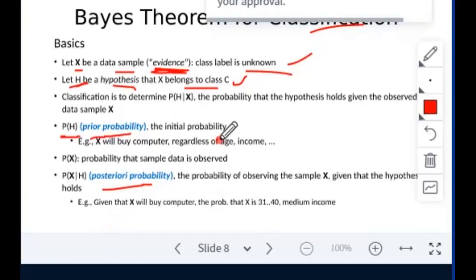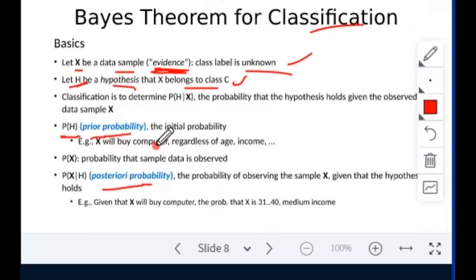Next, it is given here that X will buy a computer regardless of age, income and so on. That means X is the class label, so it has two values: buy computer, do not buy computer. It is not depending upon any attribute like age or income. It says X will buy a computer regardless of any attribute.